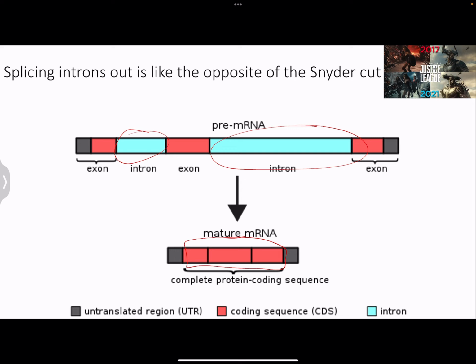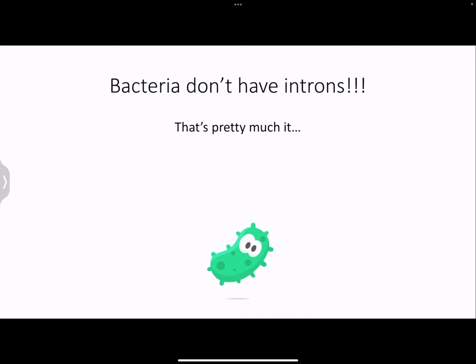So it's exons only. So the exons are ultimately expressed. We're going to come back to these UTRs as well in a hot second. So keep that in mind. Bacteria do not have introns.